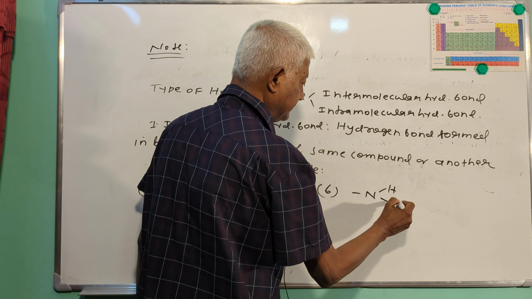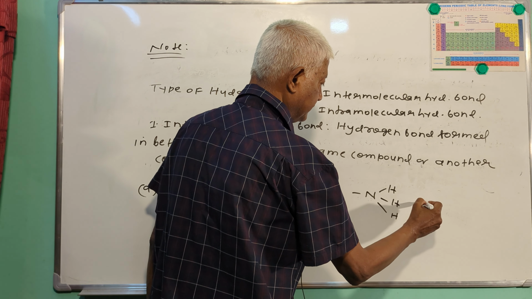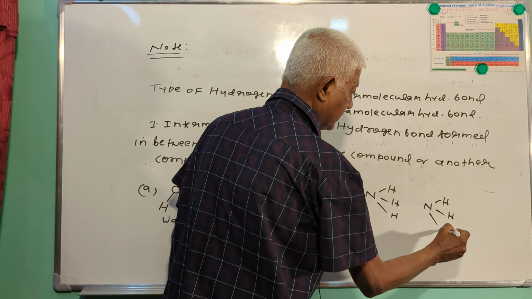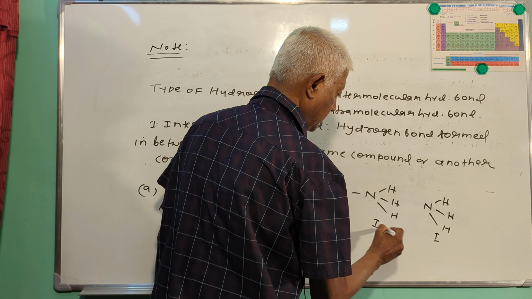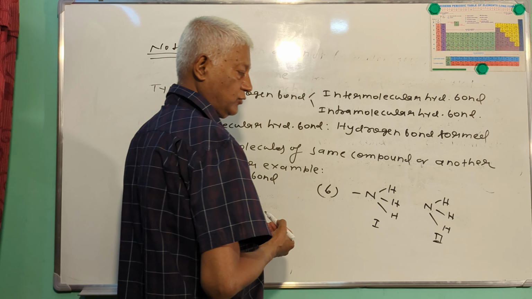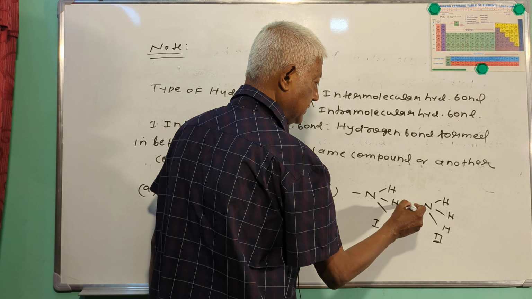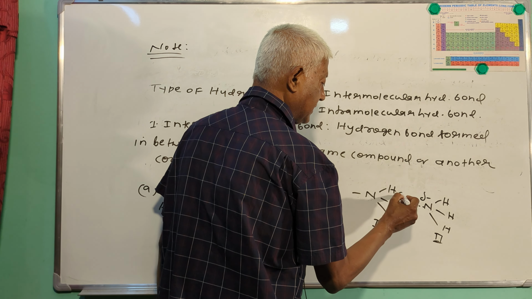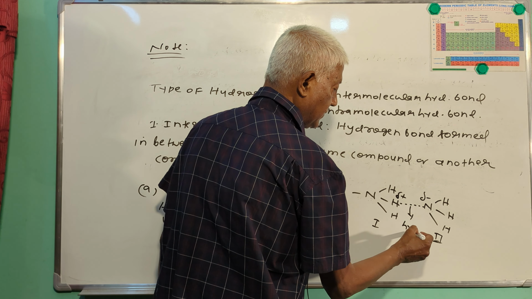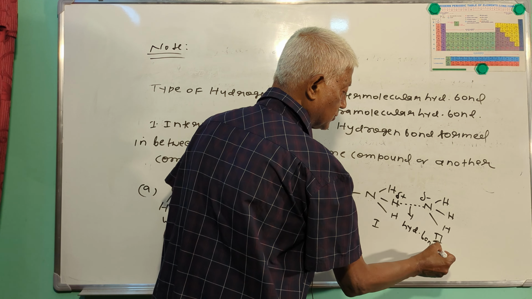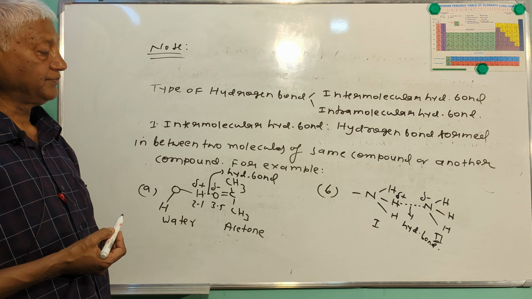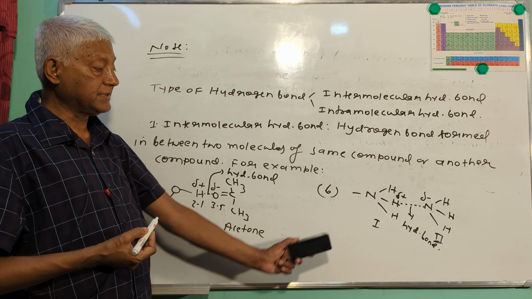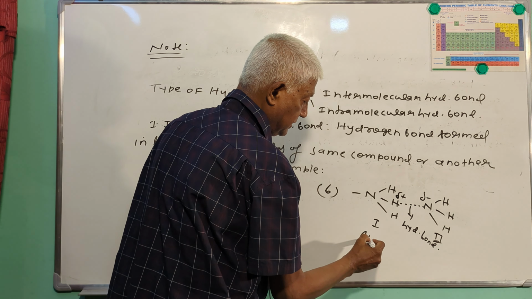The second example is nitrogen, hydrogen. That is the first molecule, that is the second molecule. So again over here, one has a slightly negative charge, the other has a slightly positive charge. So what do you get? Hydrogen bond. Such a type of hydrogen bond is known as intermolecular. Maybe the same molecule, ammonia is the same molecule. So what do you see over here? That is ammonia.